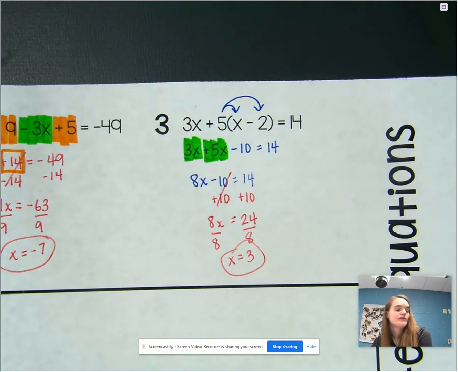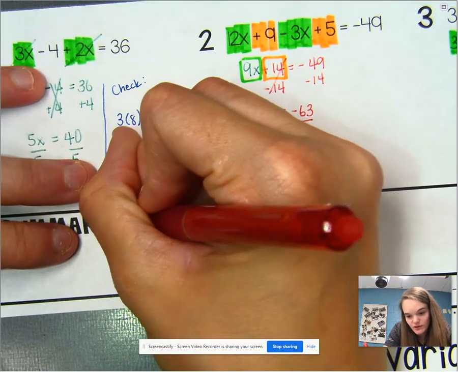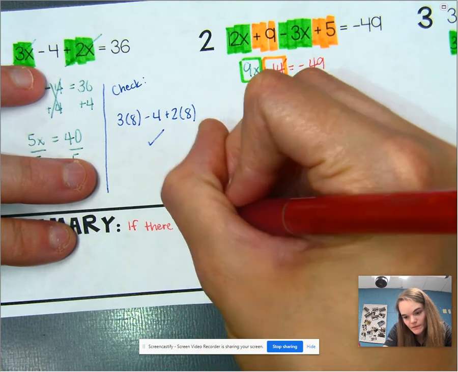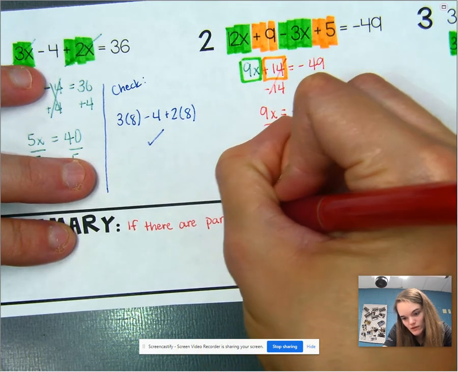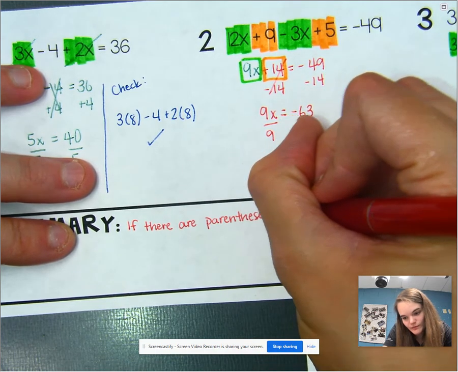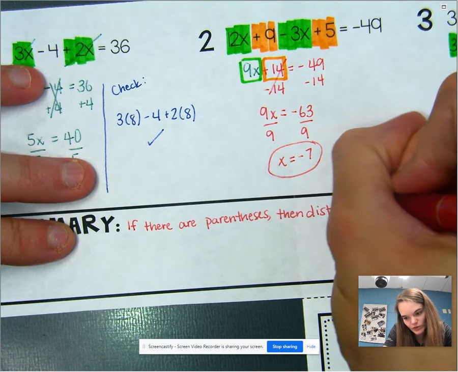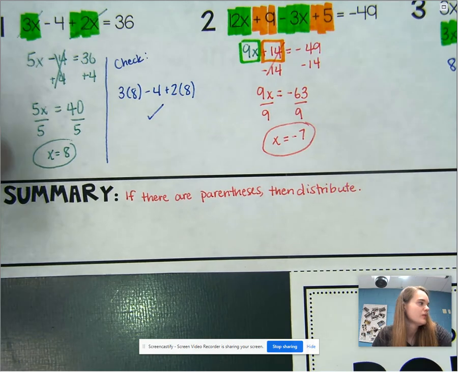Anytime we have notes with a summary box, we are going to make a sentence or a couple of sentences, some steps of what we did, how we solved these. So the first thing we did on these is if there are parentheses, then distribute. We only had to do that on one of them, but anytime we see parentheses, we're going to distribute. Lost the ability to say the word distribute.